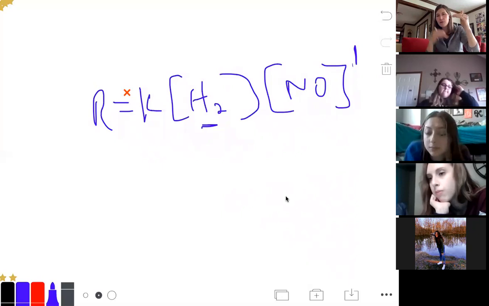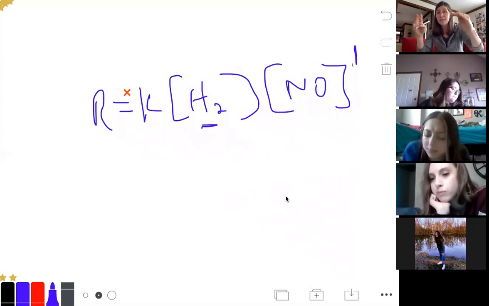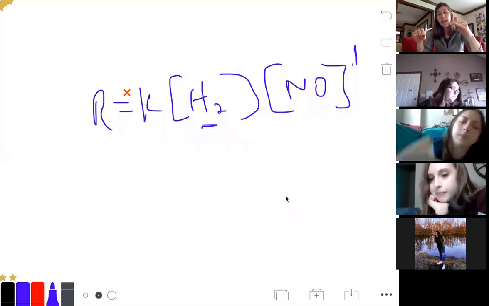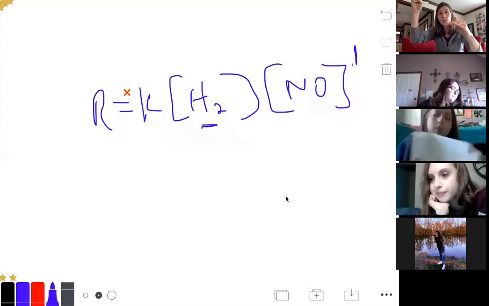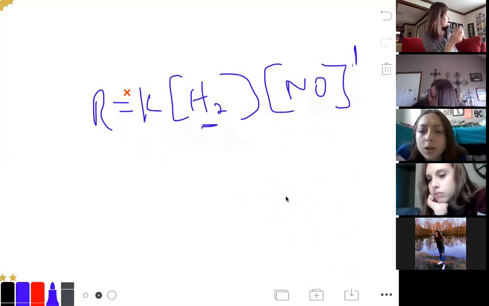So when I double concentration, reaction rate doubles. But sometimes I'll double the concentration and the reaction rate doesn't change at all. We'll talk about that in a moment. Sometimes I'm going to double the concentration and the reaction rate is going to quadruple. It's not going to just double, it's actually going to quadruple every time. And so we have to account for that, and that exponent is what accounts for that.